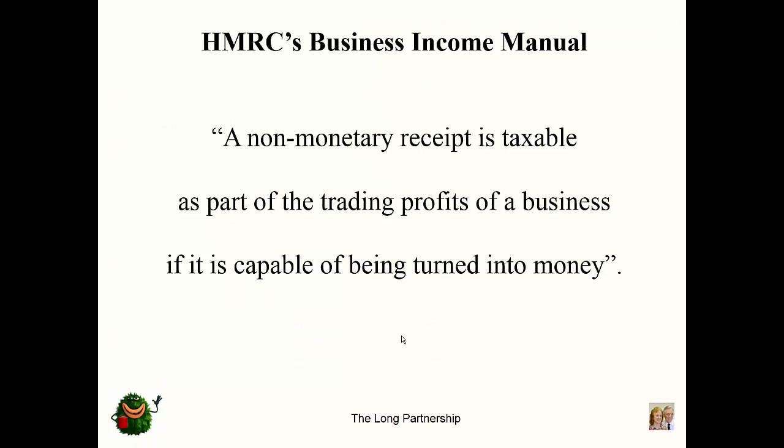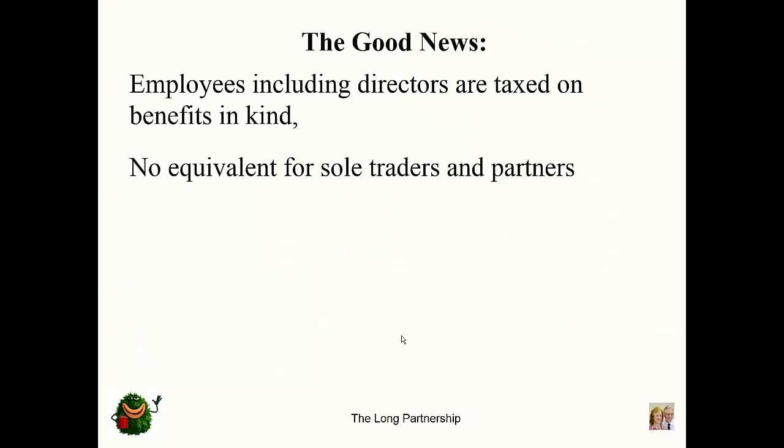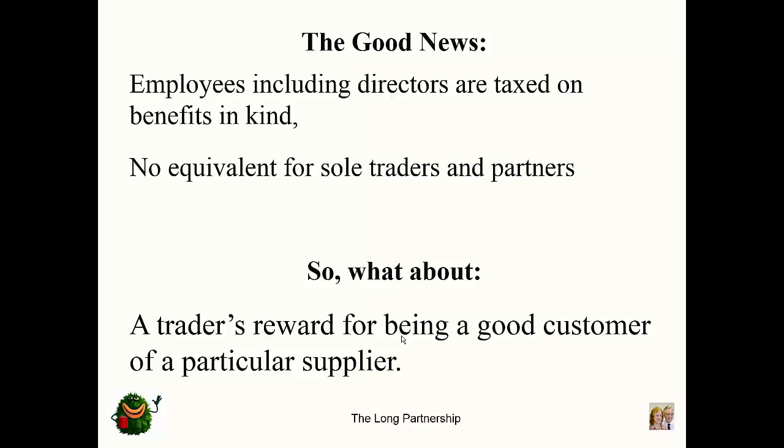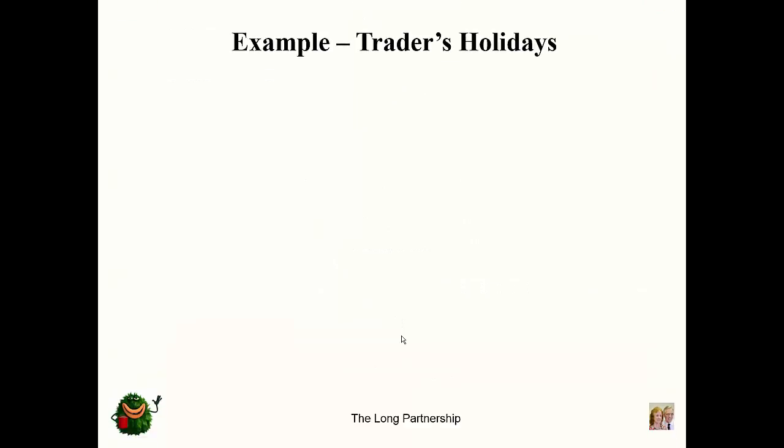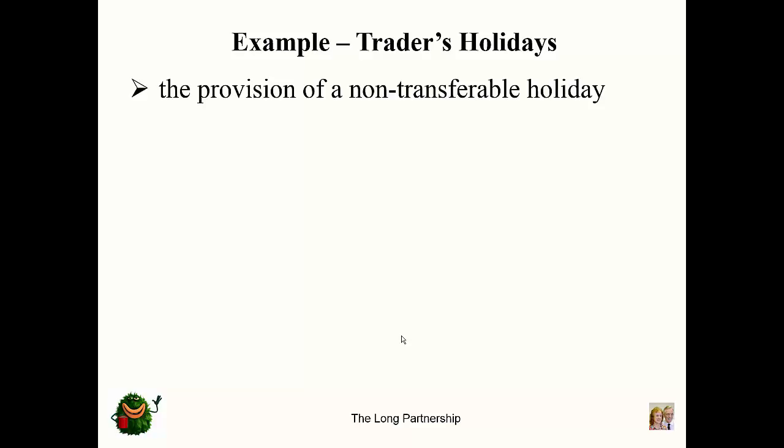Now let's turn our focus back to non-monetary receipts, and here is a line from the Revenue's own manual. What it means is that for an asset to be taxable as income, it's got to be capable of being turned into money. So what does this all mean for you and me? Employees receiving gifts, i.e. benefits, either from their employers or from another employer, are likely to find that they're taxed as receiving benefits in kind. But this does not apply to traders. And so there's an advantage there for the sole trader or partner, who can therefore receive rewards provided that they are not convertible into money.